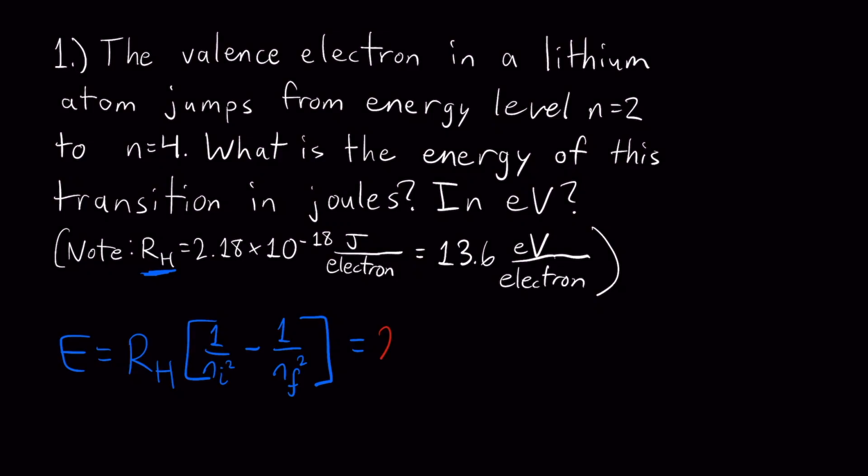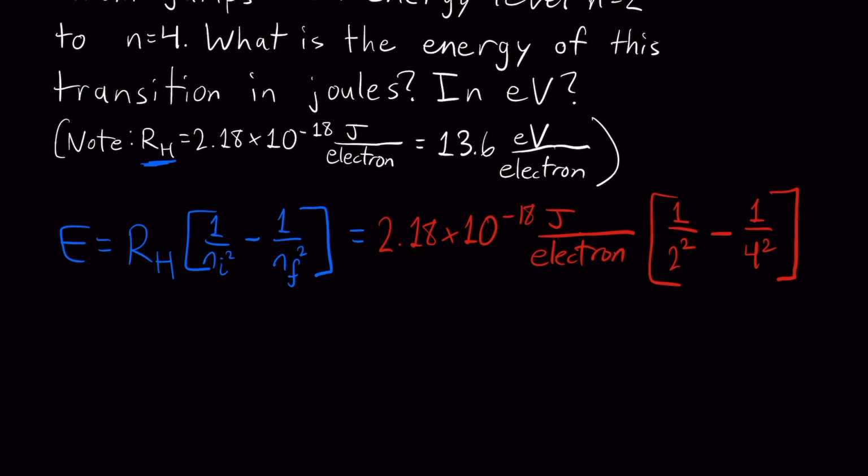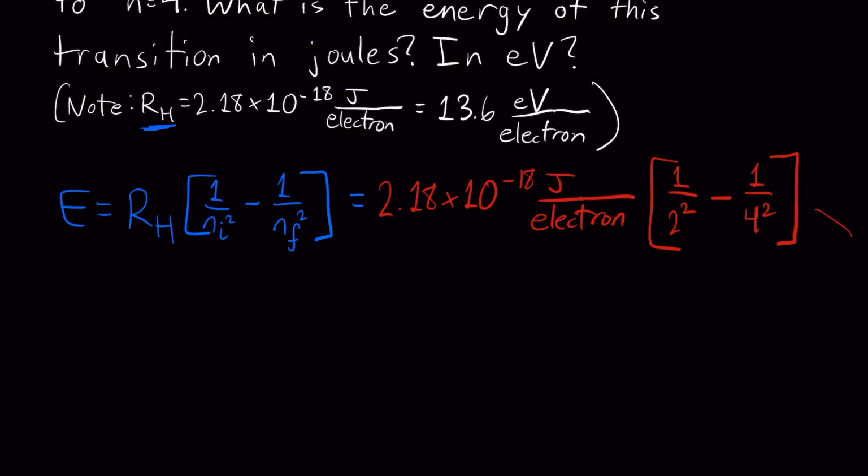So we're going to plug in the value 2.18 times 10 to the negative 18 joules per electron, and then plug in the values here: 1 over n equals 2, so 2 squared, minus n equals 4, that's our n final, so 4 squared. We're going to do some estimations since we're not using a calculator to get the closest possible answer. Since the MCAT is multiple choice, this would be a valid strategy. So let's continue over here.